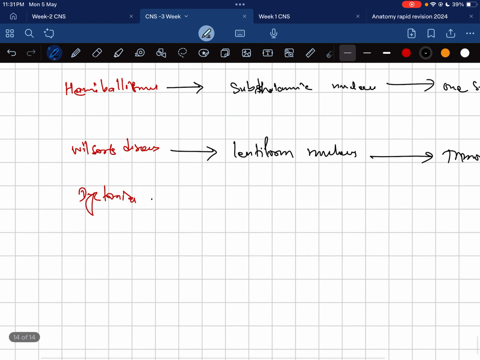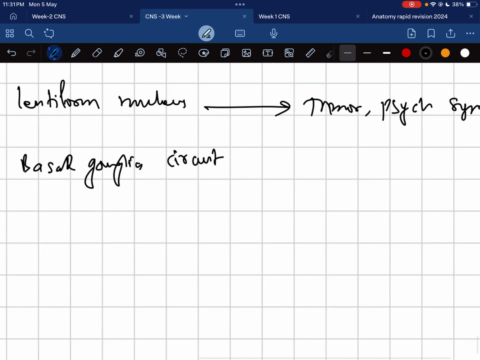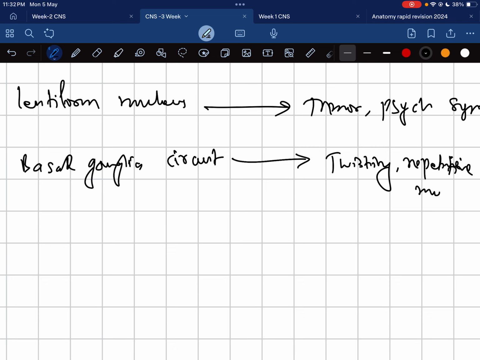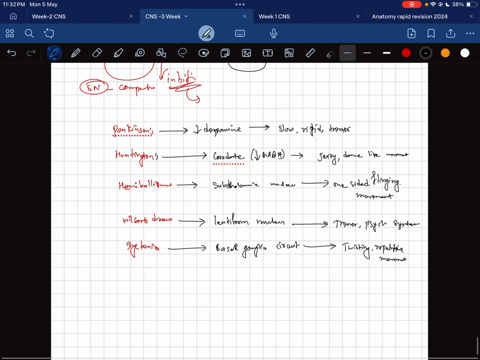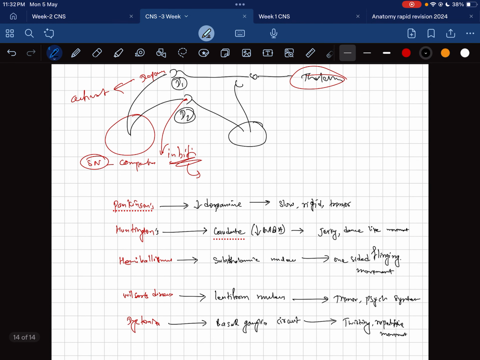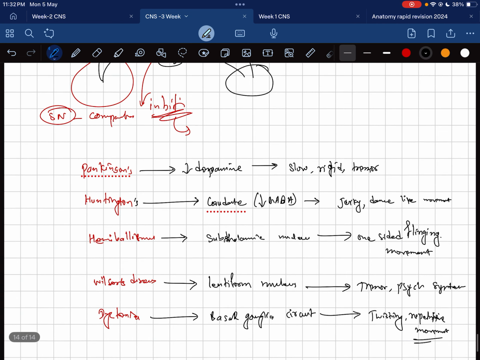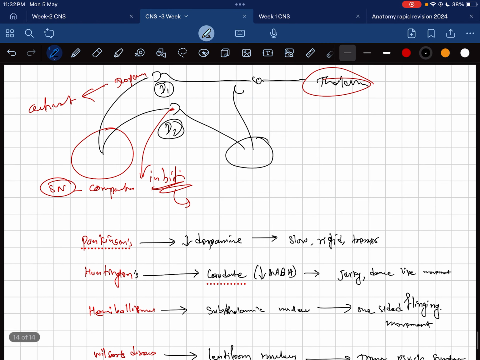If there is dystonia, another condition, the basal ganglia circuit or structure is affected. So there is a twisting condition, twisting, repetitive movement. The basal ganglia have a stopping function and also an initiation function. So if there is no stopping function, that leads to repetitive movement. These are some conditions. So I am stopping this video.